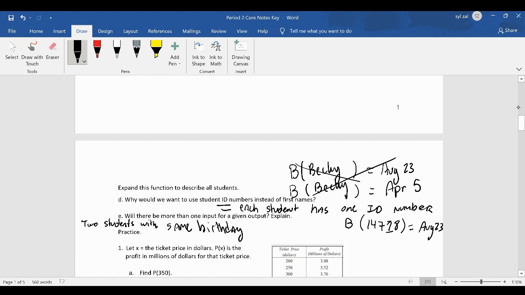Which here, if we did this one, it would be Becky's the input. And although it's a different Becky, you're still putting in the name Becky. So you want to use that student ID number. You're having a different input each time. But for the output, you could have multiple inputs and two students with the same birthday.